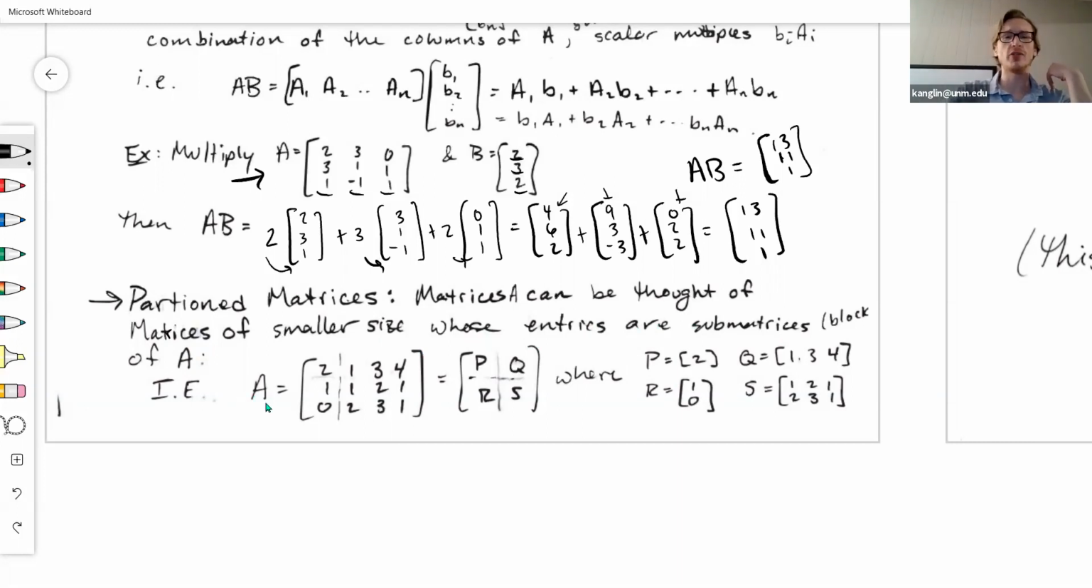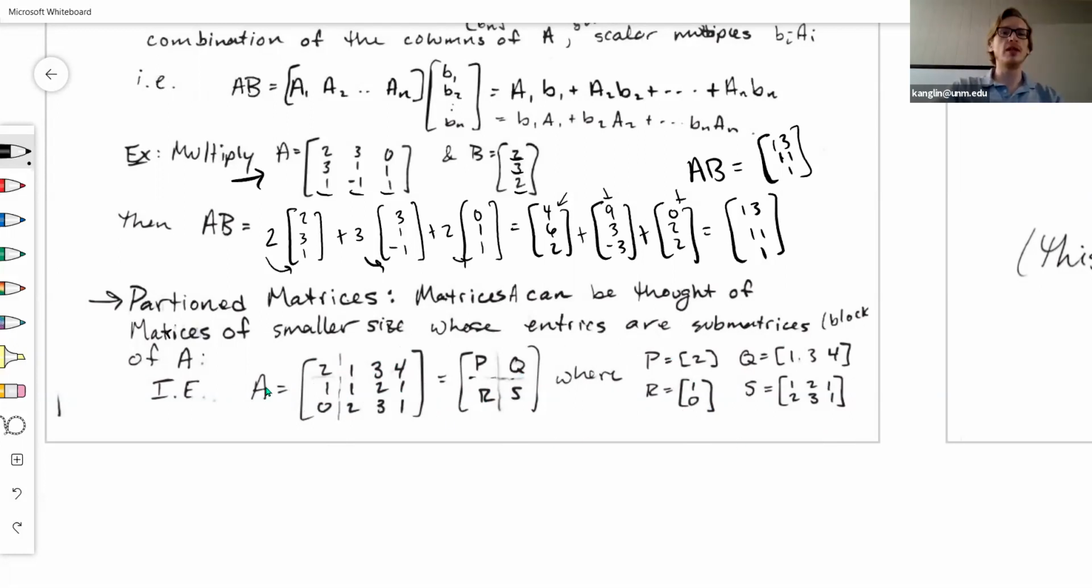So for example, if I had a matrix A that looks like this, I can put a vertical line between any 2 columns and a horizontal line between any 2 rows, and look at how that's created blocks of numbers in my matrix. I can give each block a name as its own matrix. I'll say P is this 1 by 1 block that just equals 2. Q is this 1 row by 3 column block, 1, 3, 4. R in the bottom left is this 2 row by 1 column block, 1, 0. And S is this remaining block, 1, 2, 1, 2, 3, 1.